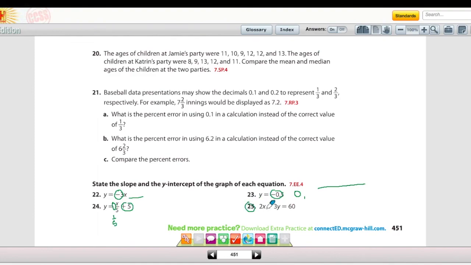Finally, on number 25, this is not in slope-intercept form, so you want to subtract 2x from both sides to get 3y equals -2x plus 60, and then divide by 3, y equals -2/3 x plus 20. Now you have your slope and your y-intercept.